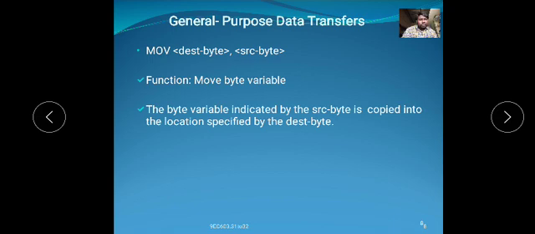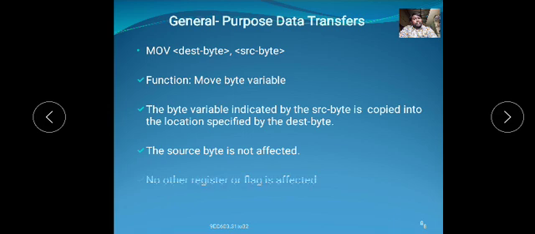The byte variable indicated by the source byte is copied into the location specified by the destination byte. The source byte is not affected. No other register or flags are affected.